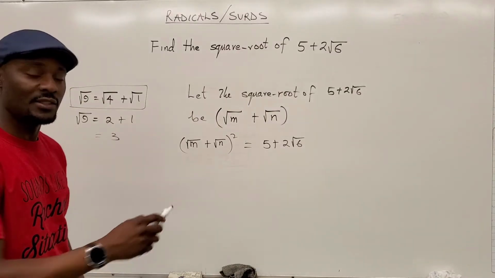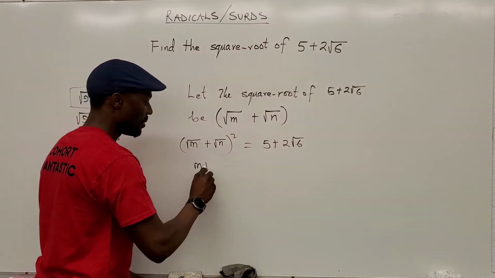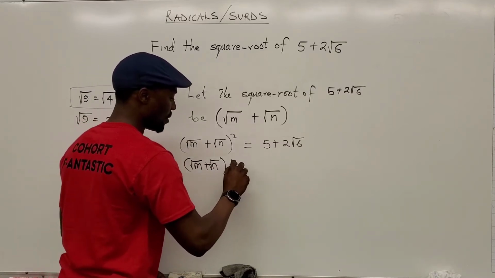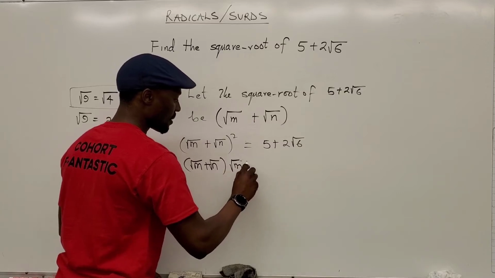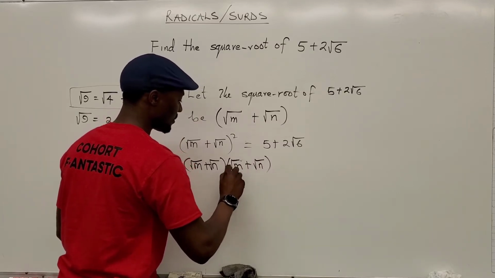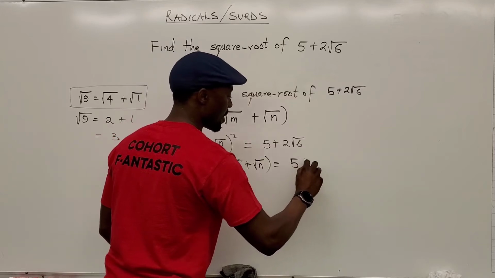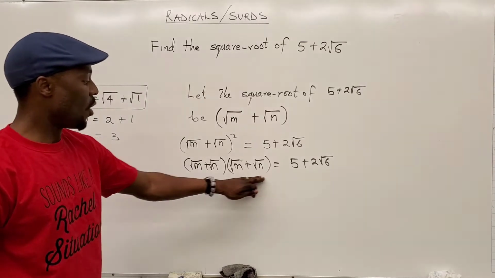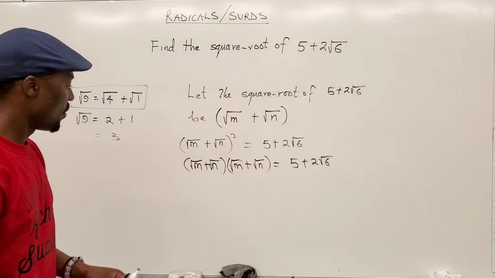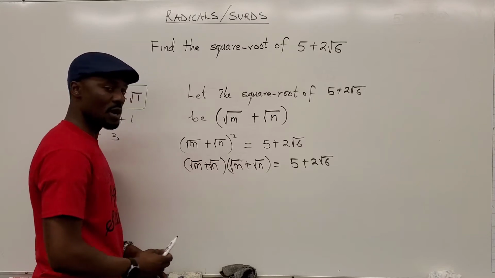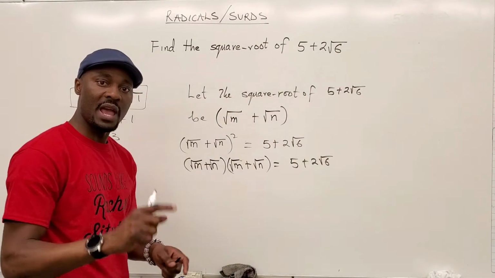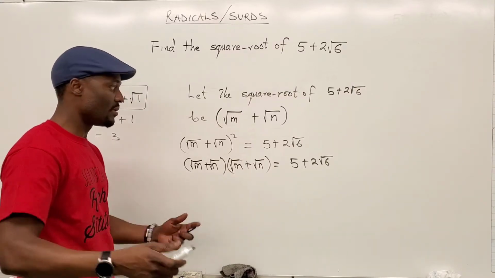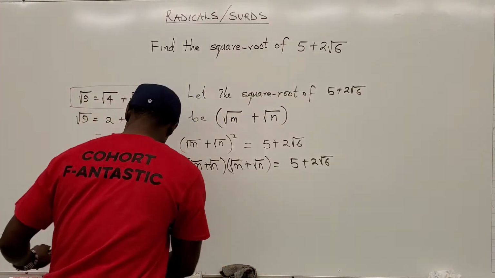Now we got to square this, and squaring this means the square root of M plus the square root of N, multiplied by the square root of M plus the square root of N, will be equal to 5 plus 2 square root of 6. Let's open this up. We're multiplying. When you multiply the square root of M by the square root of M, you're going to get the square root of M squared, and the square root of the square of a number is that same number. Let's make that easy.